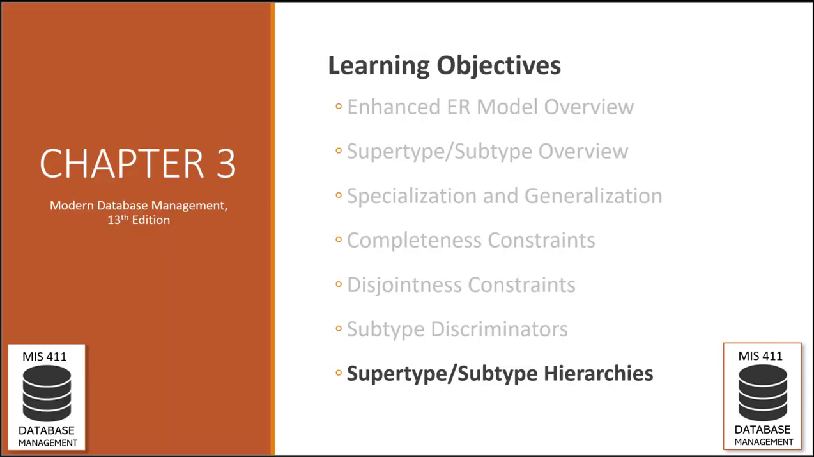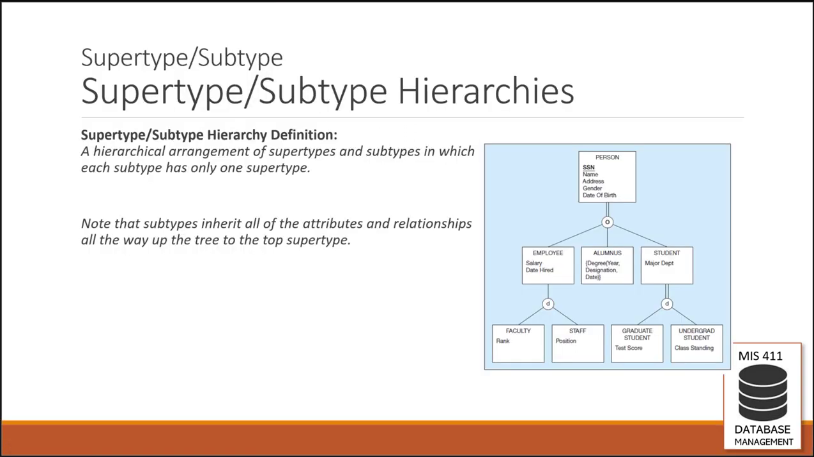The final topic we'll discuss are what are called supertype and subtype hierarchies, and we're actually going to discuss something called entity clusters as well. So the definition of a supertype subtype hierarchy is a hierarchical arrangement of supertypes and subtypes in which each subtype has only one supertype. And really this is kind of a simple concept.